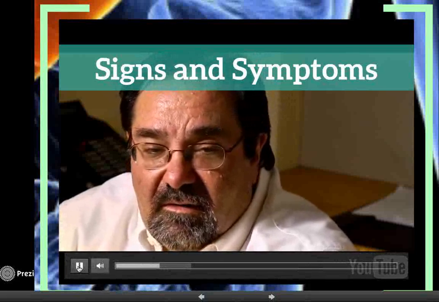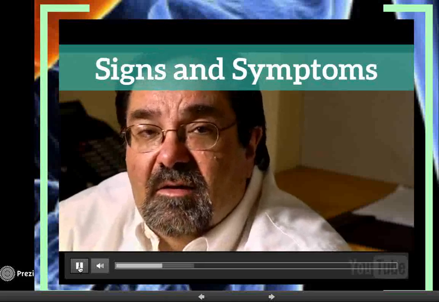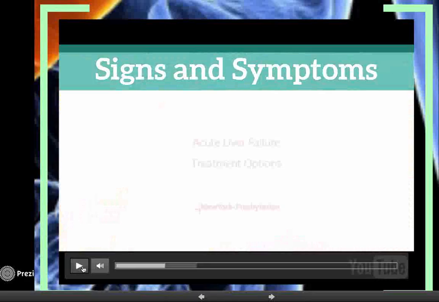So acute liver failure is a medical emergency. It's managed by a comprehensive team that can not only manage the acute liver failure, but also offer rescue therapy through transplantation.